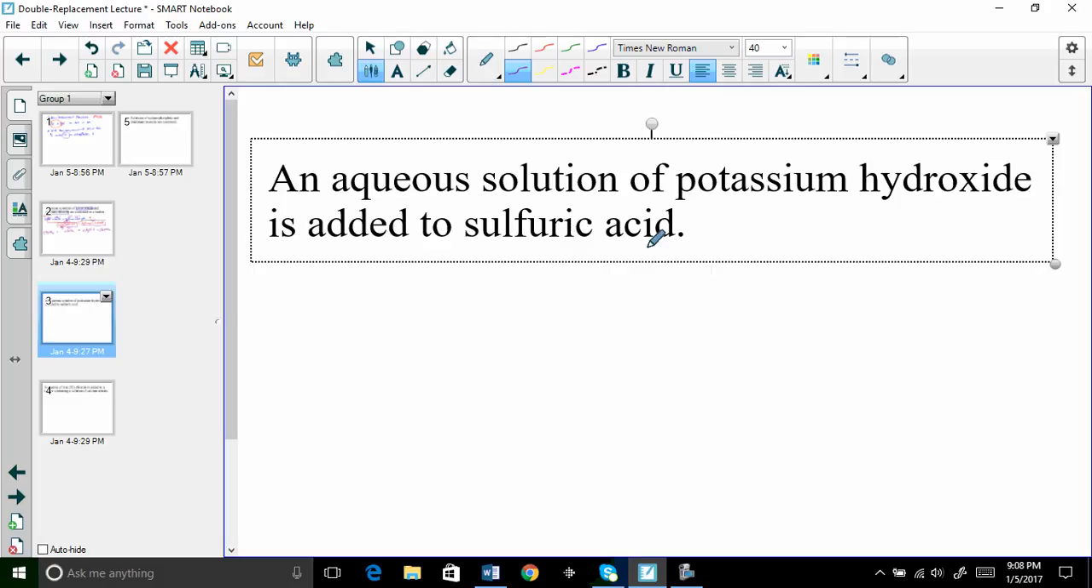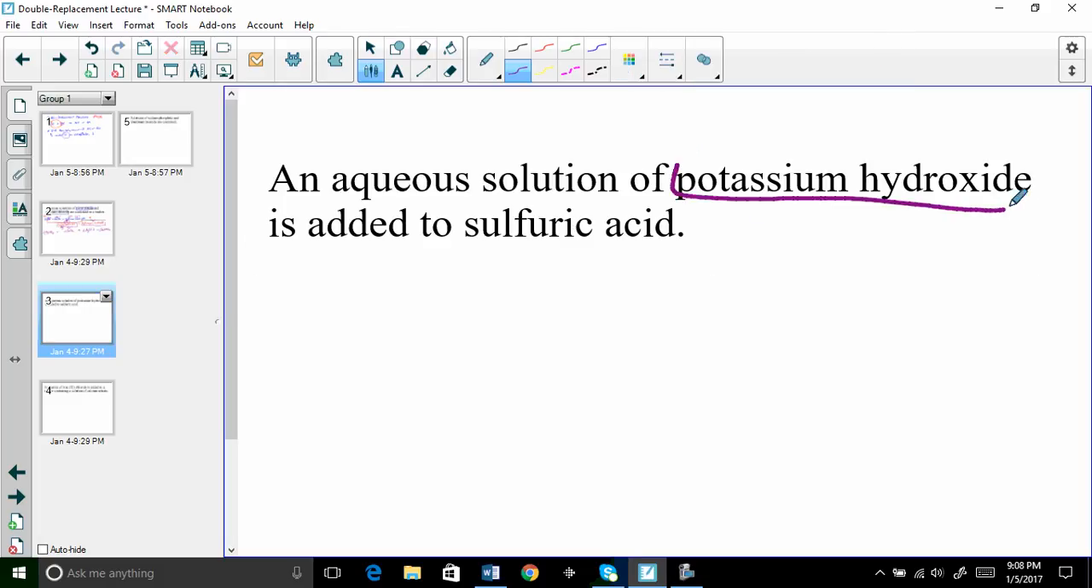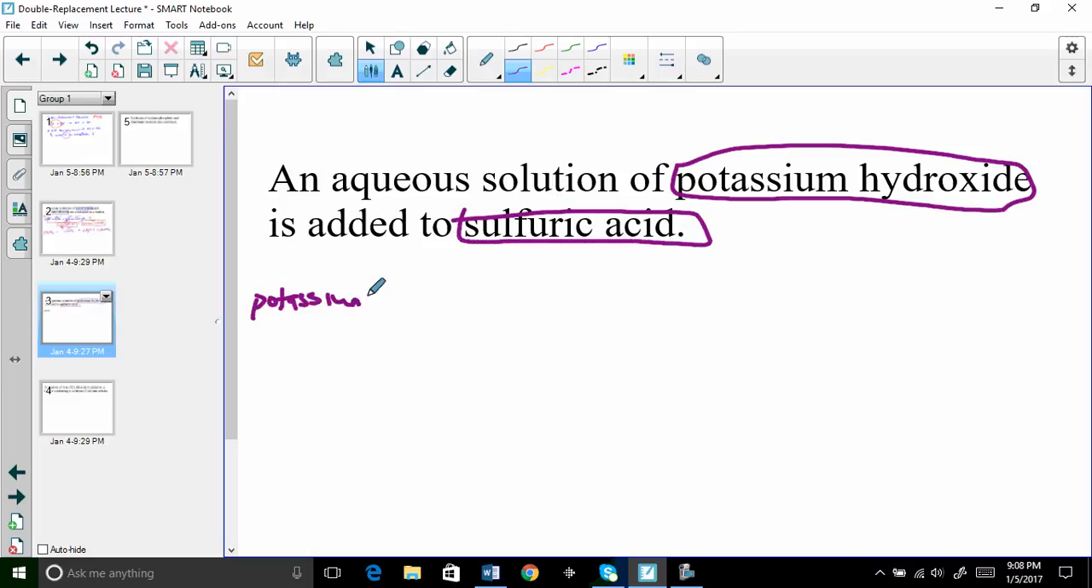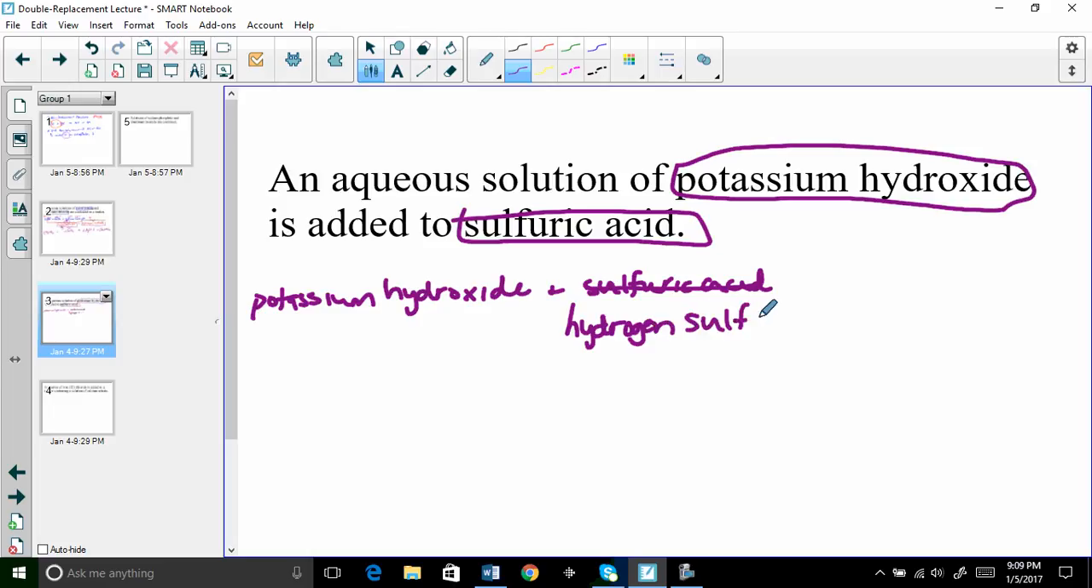Okay, next example. The reactants are potassium hydroxide and sulfuric acid. So I'm going to start by writing potassium hydroxide and sulfuric acid. And I'm going to say this just like single replacement. Never, ever, ever, ever do chemistry on an acid nickname. This guy's real name, just get it off your purple sheet, is hydrogen sulfate.